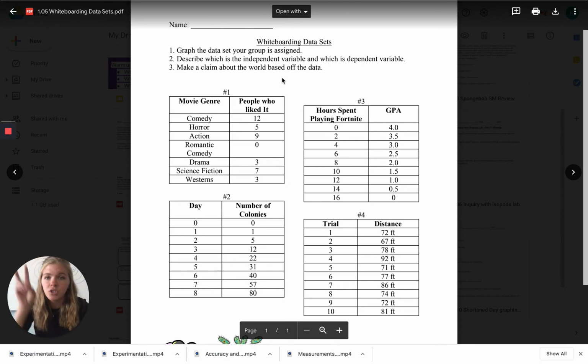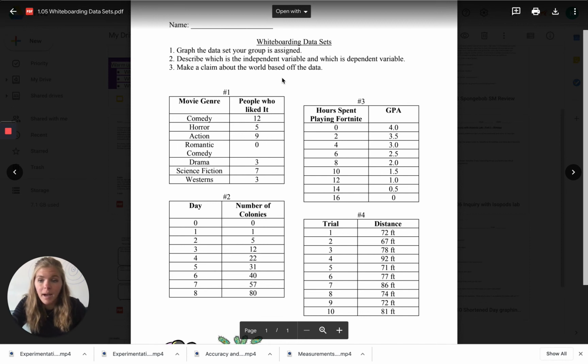So you're going to graph 2 of the 4 graphs. You need to identify the independent and dependent variable and make sure you place those on the correct axes. And then you need to also make a claim about the world based off of the data for each graph. So I'm not telling you what type of graph to use for each of these. It is your job to decipher what type of graph would work best for each of these data sets.